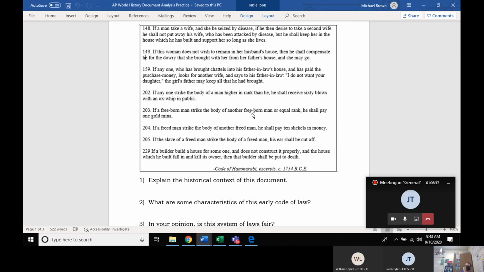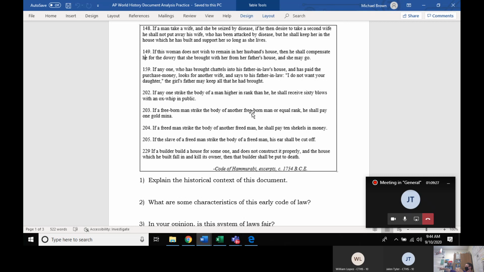Let's try to get somebody else. I said if you went up and punched somebody in the eye of the same level as you, what does that imply? Everybody look at number 203, provision 203. "If a freeborn man strike the body of another freeborn man of equal rank, he shall pay one gold mina." So he's paying a fine. So what does that mean? Equal rank. Something that really all the earliest civilizations had. What do you think it is?